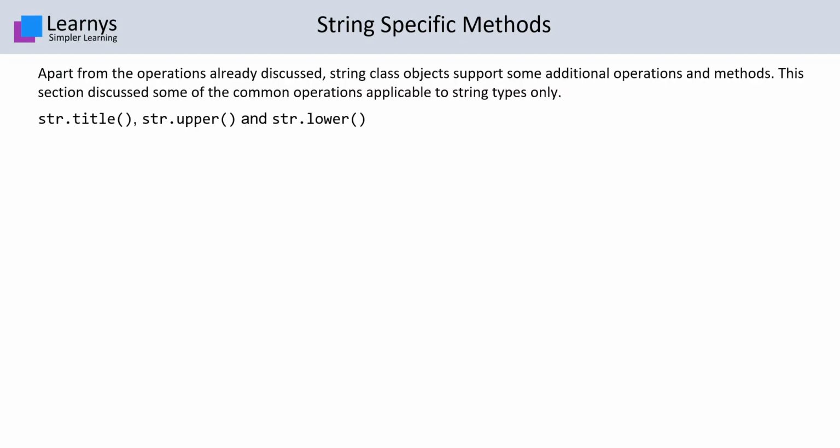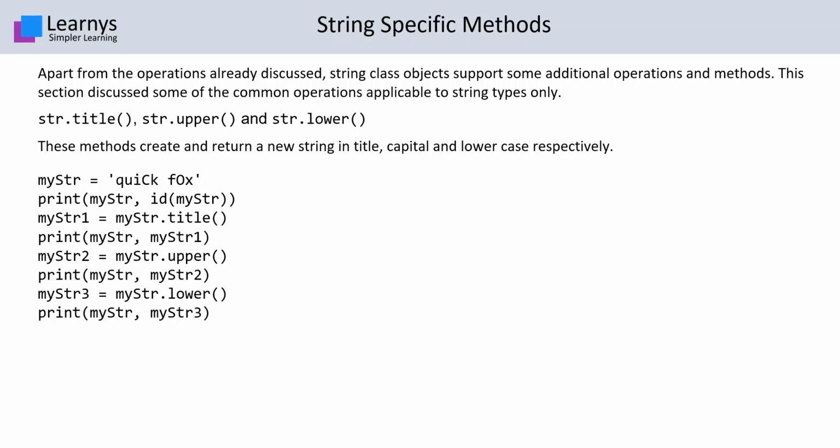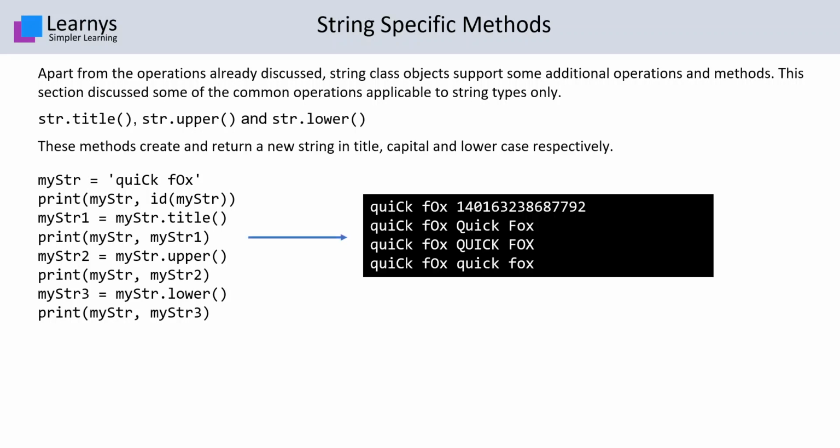String-specific methods. Let's discuss some commonly used methods with strings. The first three functions we are going to discuss are title, upper and lower. For example, you have a string QuickFox having mixed case alphabets. Now we're trying to print this string and the ID of this string. So the entire string is printed with its ID.